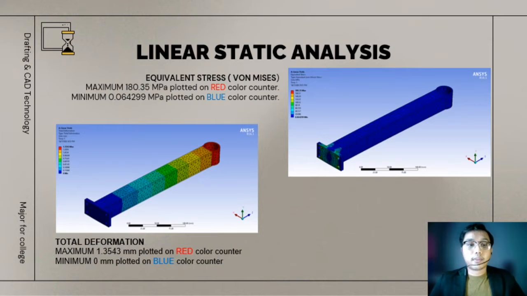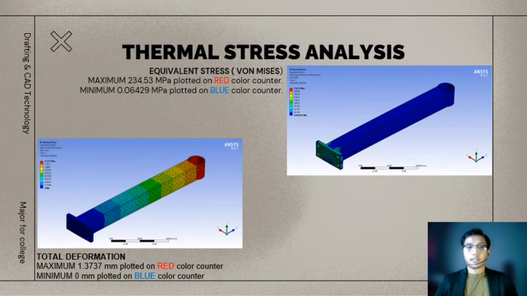For total deformation, the maximum value is 1.3543 mm plotted on the red color contour, and the minimum one is 0 mm plotted at the blue color contour. The second part is thermal stress analysis.